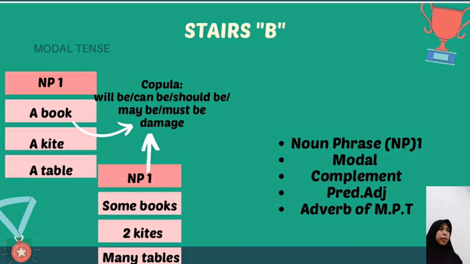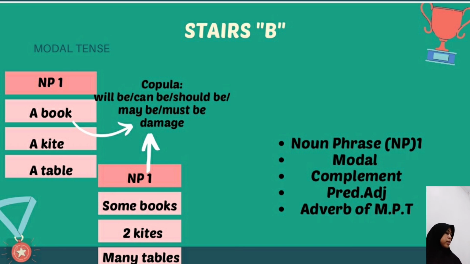For table 1 and table 2, copula. The copula is will be or can be or shall be or may be or must be. And as for the steps: 1. Noun phrase NP1, 2. Modal, 3. Complement, 4. Predicative adjunct, and 5. Adverb of MPT.